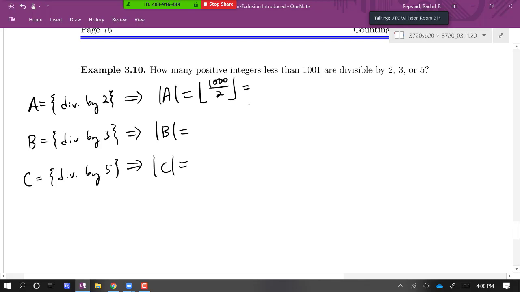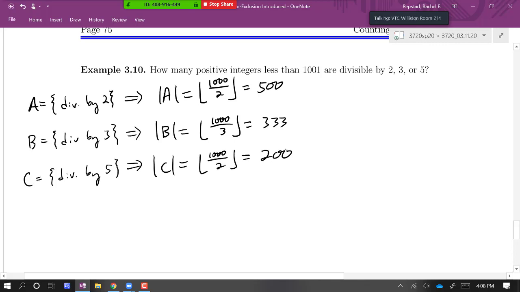So the size of A should be 500. The number of integers divisible by 3 should be 333 after we apply the floor function. And this will give us 200.